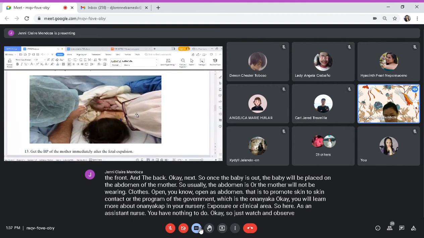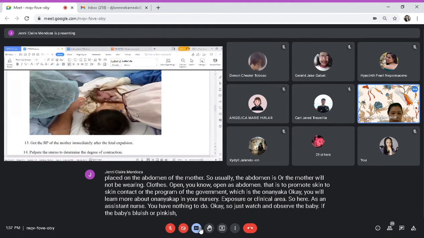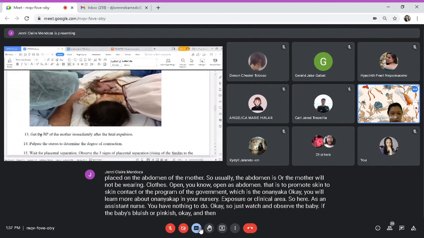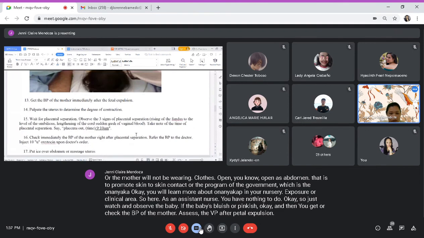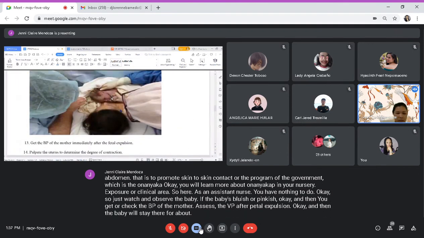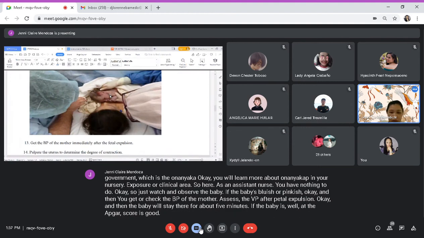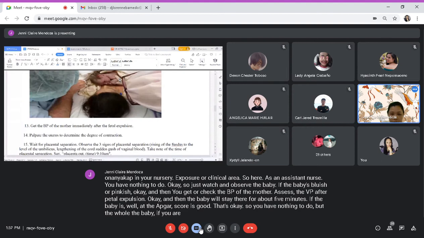Observe if the baby is bluish or pinkish. And then you check the mother, assess the BP after fetal expulsion. The baby will stay there for about 5 minutes. If the baby is well and the Apgar score is good, that's okay. So you have nothing to do but to hold the baby if you are asked to hold.